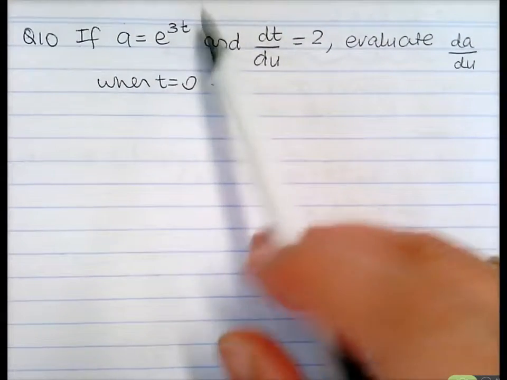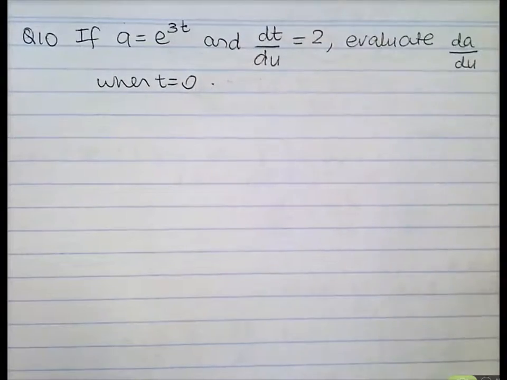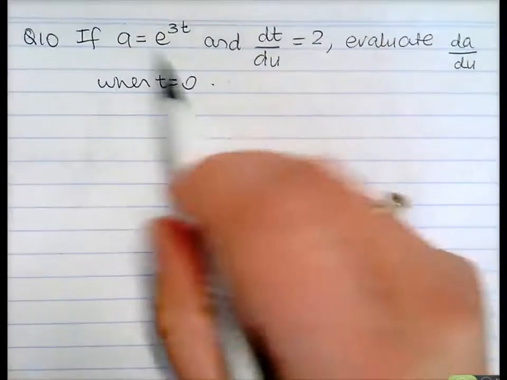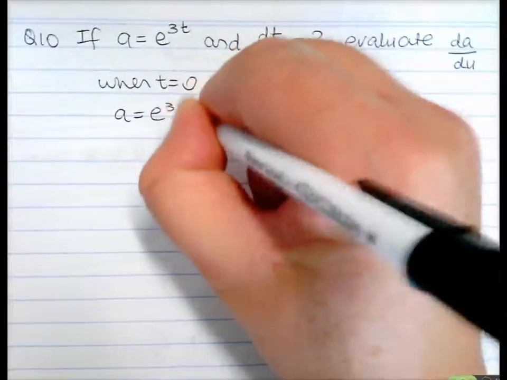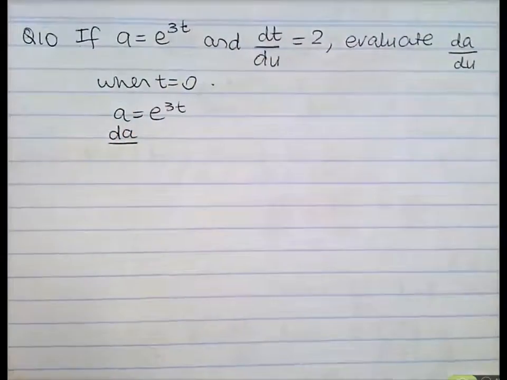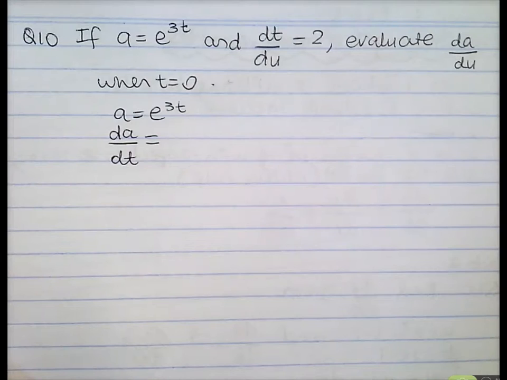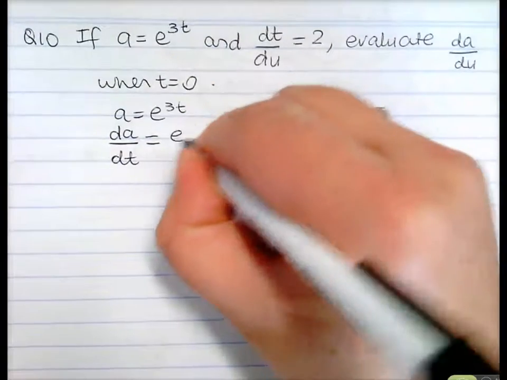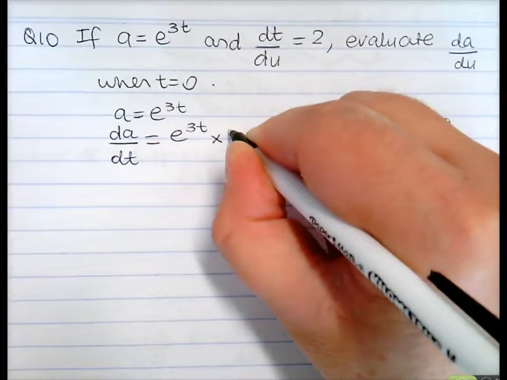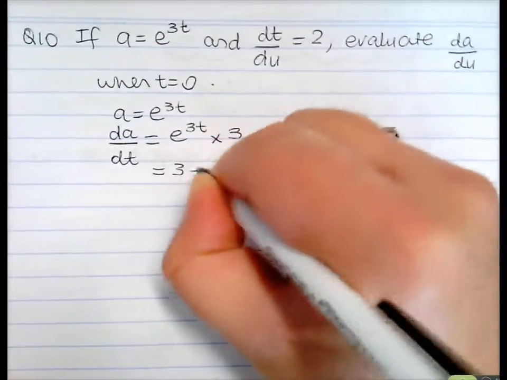Question 10, just practicing differentiating exponentials if you've forgotten. If A equals e to the power of 3t and dt/du is 2, evaluate dA/du when t is 0. Again, you've got A equals e to the 3t, so you have to find dA/dt. That's all you can do. You do have a formula sheet, but do you remember? With the differentiation, you just differentiate as normal, but if there's a function, you times by the derivative. That's the differentiation rule. The integration rule is where you've got the 1 on a and stuff like that, for both trig functions and exponentials. So it's e to the 3t times 3, so it's 3e to the 3t.